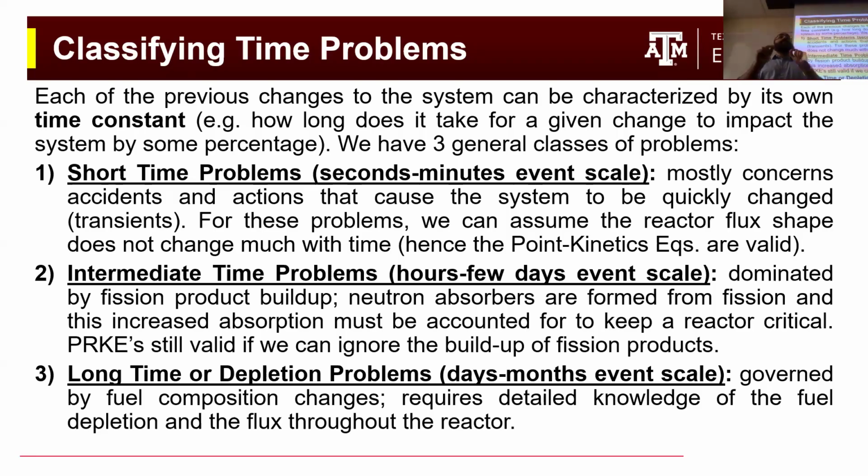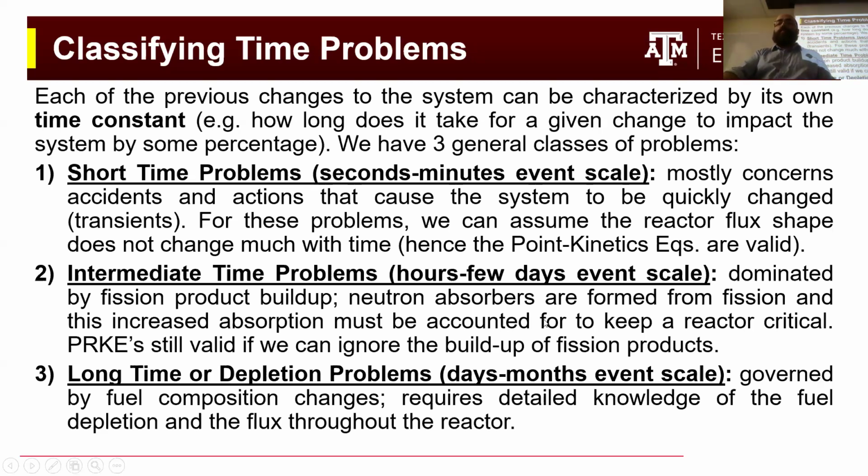If your fission rate increases, the fuel is going to be the first thing that responds to that. The fuel is going to heat up first, and that's going to happen very, very quickly. So anything that could act on the system in a short amount of time is a short time problem. In a short time problem, you can assume that in that first minute or two your flux doesn't change very much, and you can use the point reactor kinetics equations to predict your behavior in that first couple of seconds to minutes.